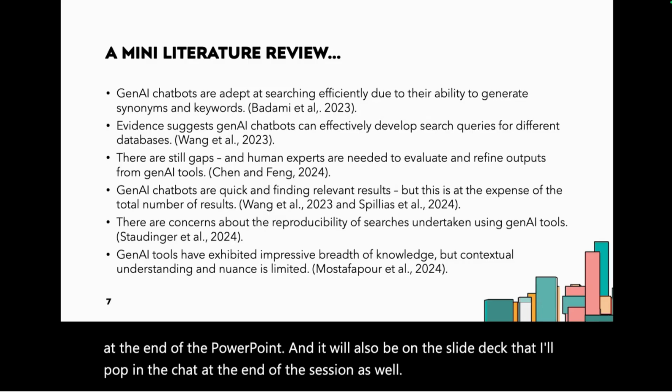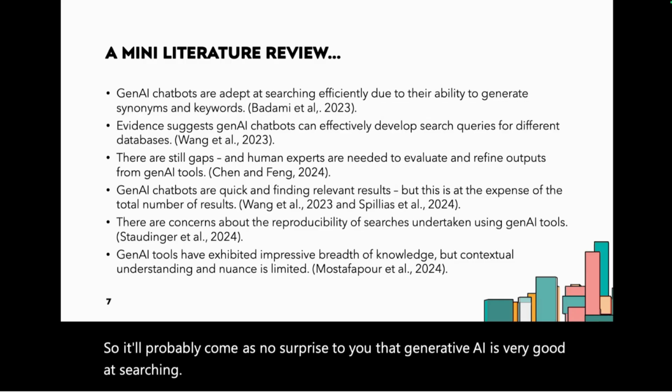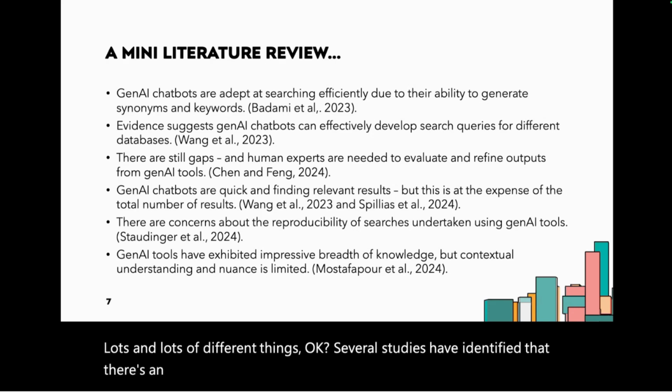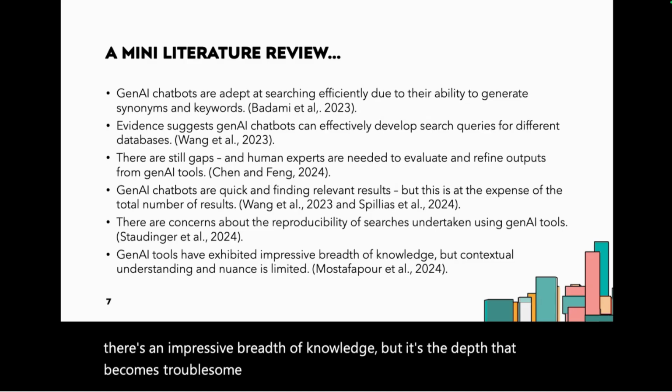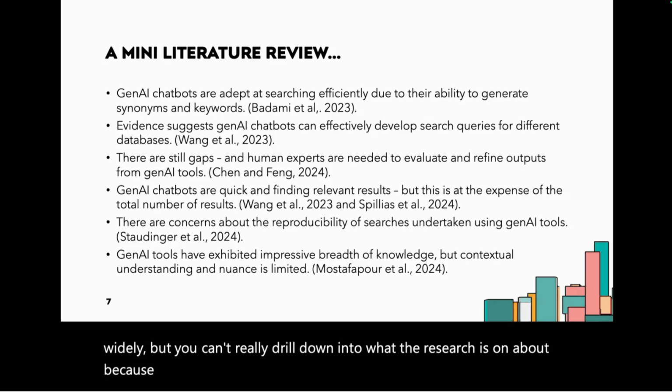So it'll probably come as no surprise to you that generative AI is very good at searching lots and lots of different things. Several studies have identified that there's an impressive breadth of knowledge, but it's the depth that becomes troublesome when using these tools. Yes, you can cast your net widely, but you can't really drill down into what the research is on about, because generative AI, large language models, simply struggle to understand context.